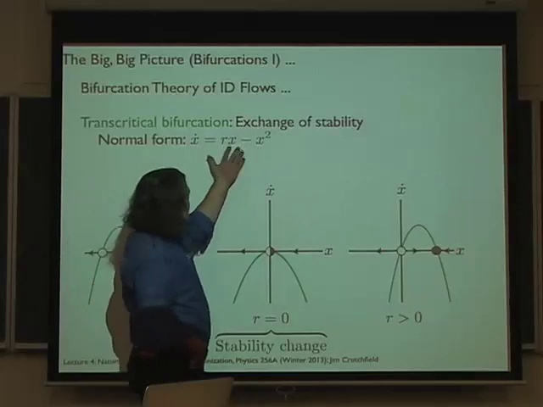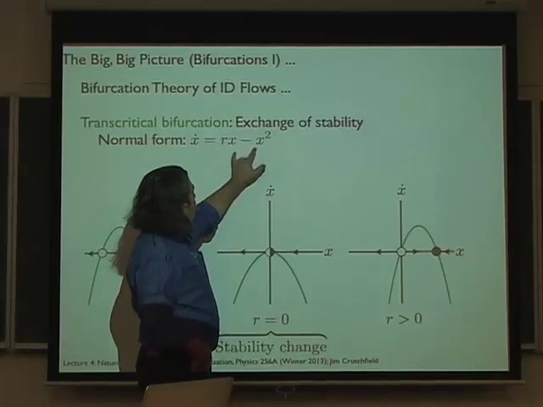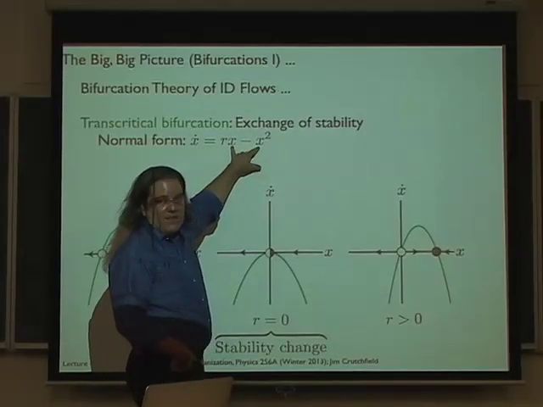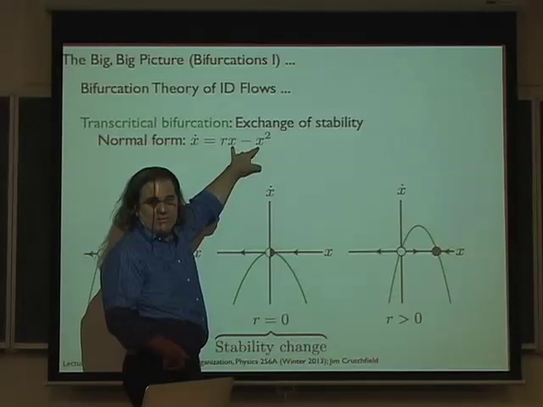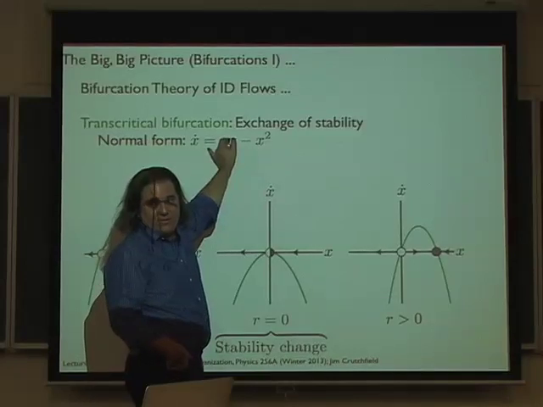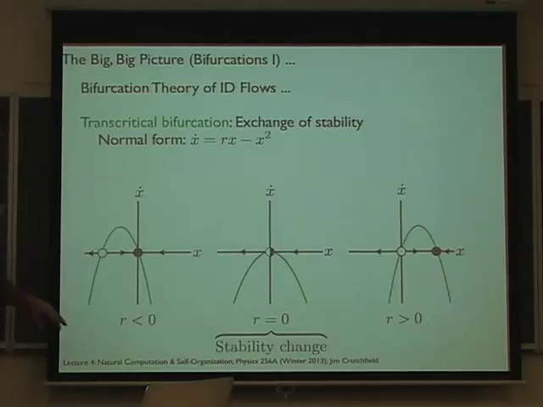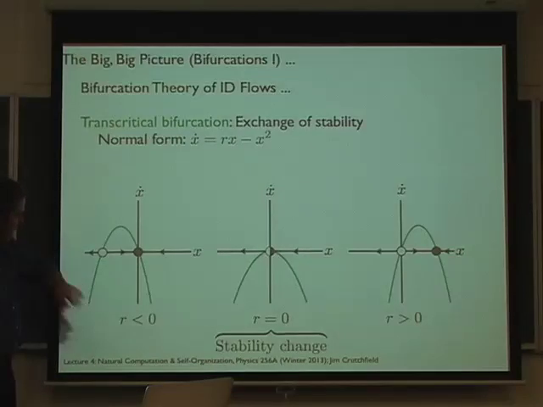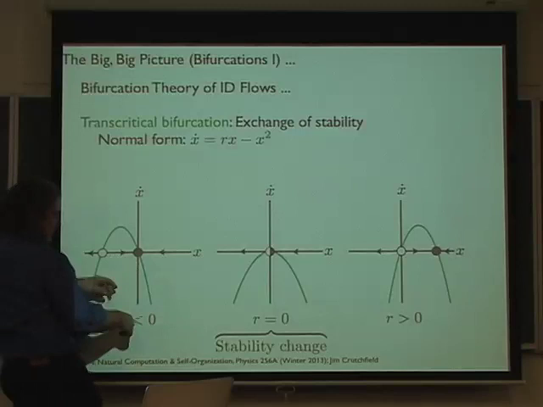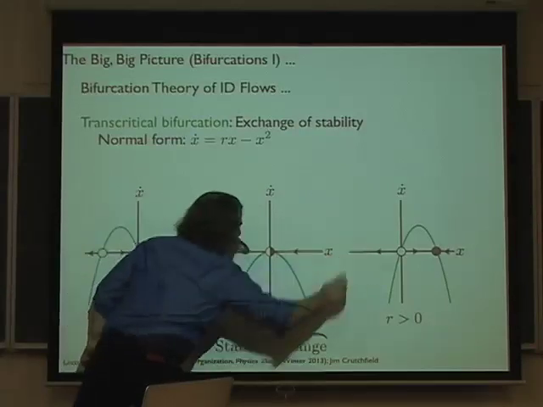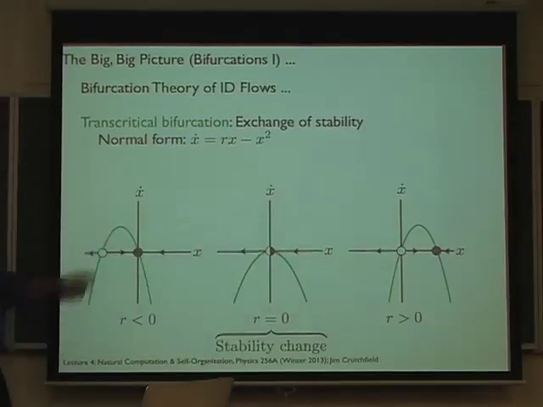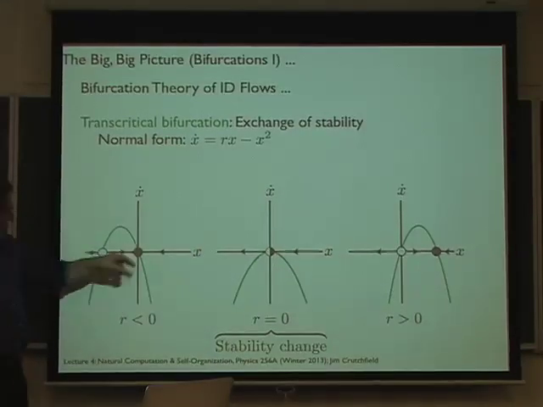Now, looking at the right-hand side, we know that for all r values, since x occurs in both terms, the origin is going to be a fixed point. x equals 0, x dot is going to be 0. So that's always going to be there. Now, graphically, what's going on is a little more work to think about. So in all r values, the origin is going to be a fixed point. So we know whatever this function is here, it's got to pass through the origin.